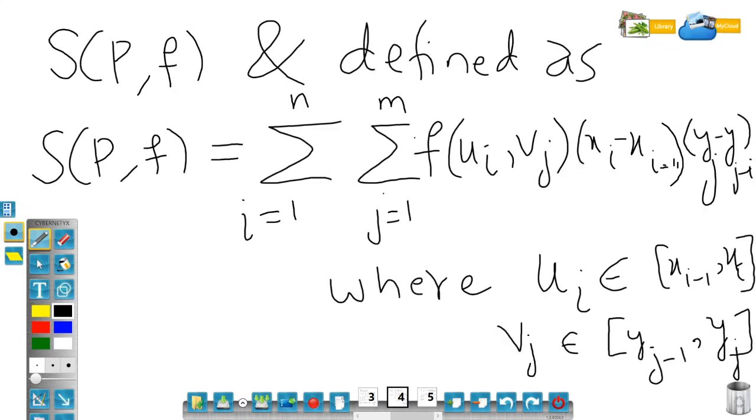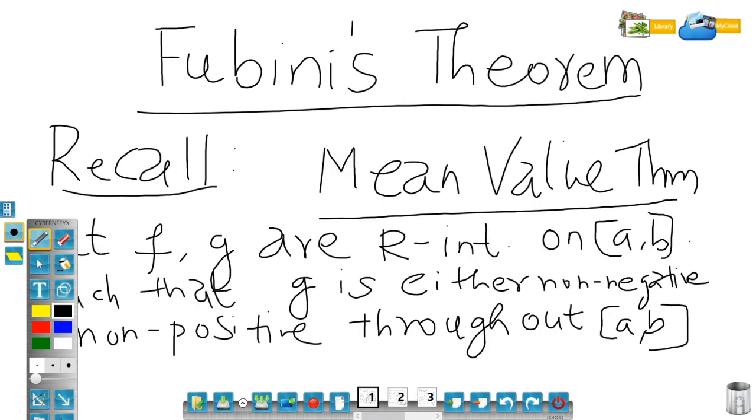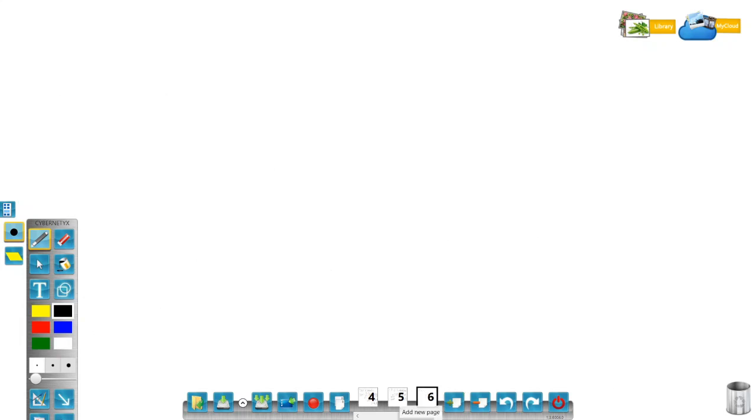Well, so this is the Riemann sum. Our target is to prove Fubini's theorem in this lecture. Riemann sum and the mean value theorem we have done. Now let me go to the proof of Fubini's theorem. Let me write down the statement of Fubini's theorem.